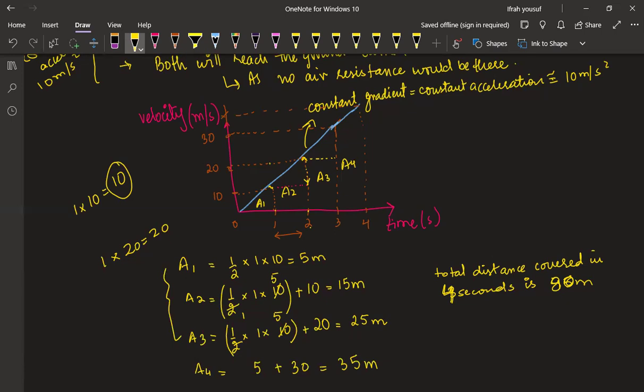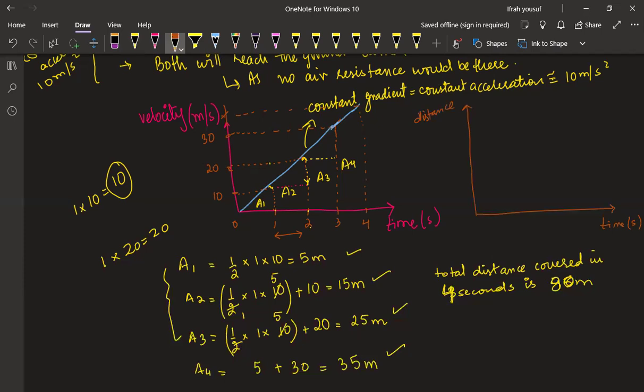Because we have the total distance, in 1 second, how much distance has been traveled by the body? 5 meters. Okay. After 2 seconds, the body has covered 15 meters. And after 3 seconds, the body has covered 25. And in the next second, the body has covered 35 meters, right? Okay. Are you getting my point? So if I'm going to plot a distance time graph, can I plot it here by taking this data? So what do you think how the graph is going to be?